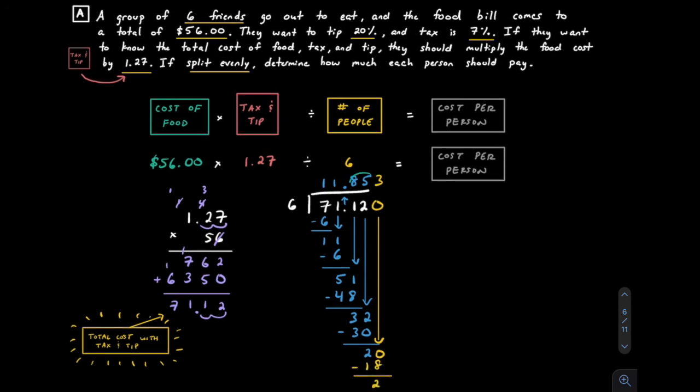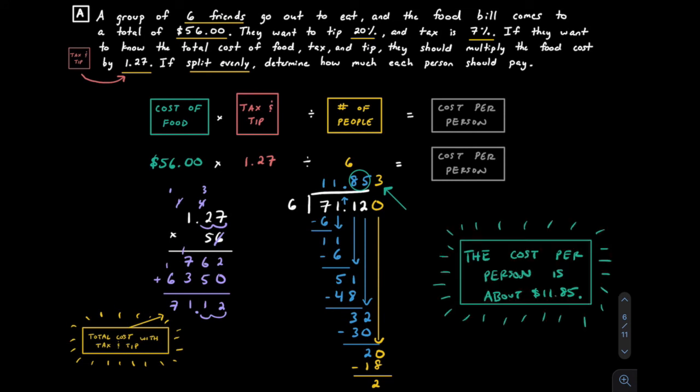Remember, the money we use only has 2 decimal places. The only thing that's important here is the 85. If this 3 was a 5 or higher, it would actually round up to 86 cents. Since it's 4 or lower, we keep it as 85 cents. It turns out the total cost per person would be about $11.85.